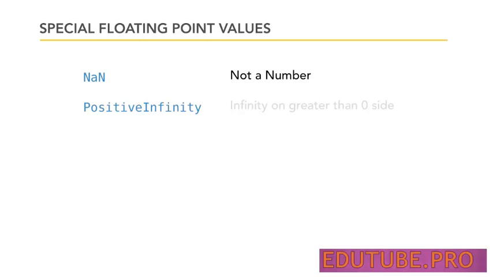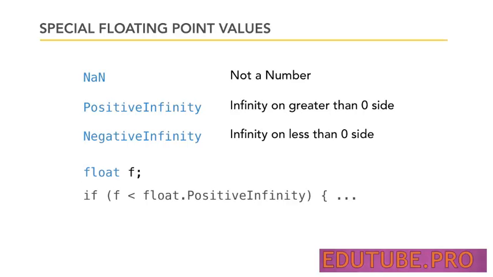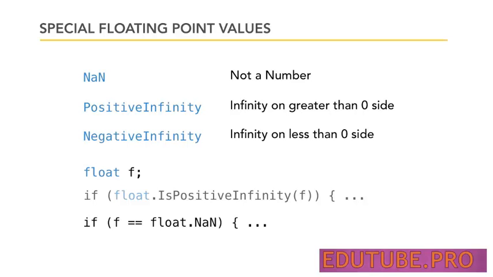There's also a positive infinity and a negative infinity setting. For example, if you have a variable f defined to be of type float, you can do things like say, hey, if f is less than float.PositiveInfinity. You can also check to see if float is equal to not a number. You can do things like float.IsPositiveInfinity or IsNegativeInfinity. And these are useful for things like sorting algorithms. You can also check to see if the float is not a number.